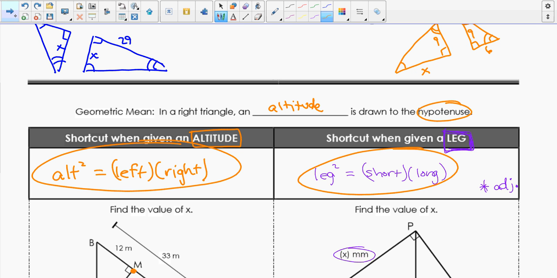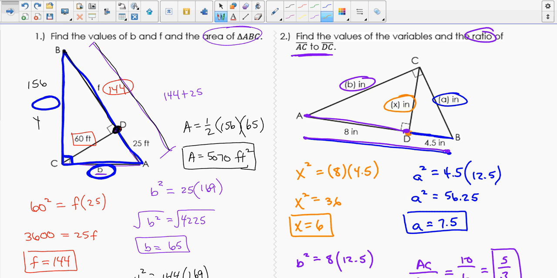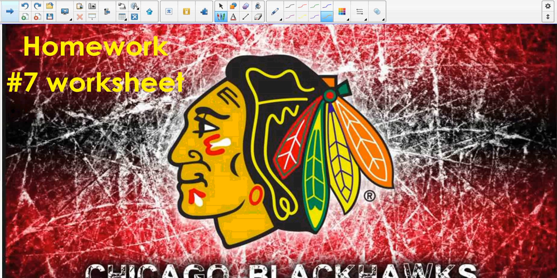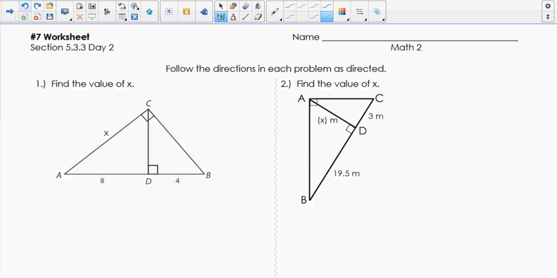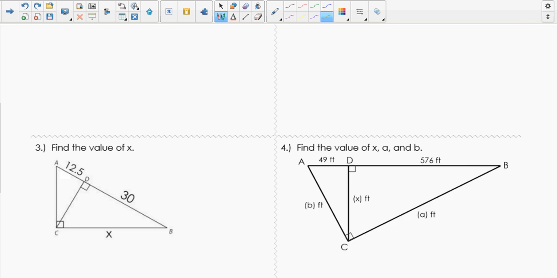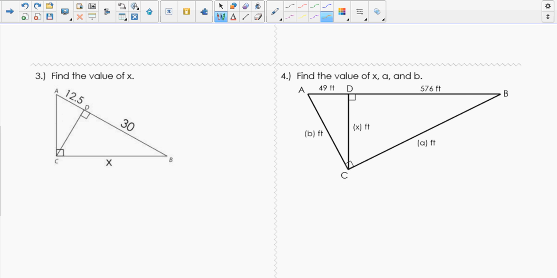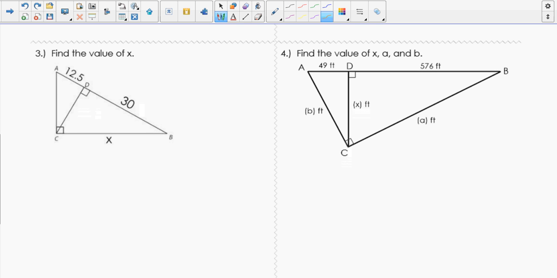Okay, your homework is worksheet number 7, which looks like this. Sorry, it printed funny on 3 pages, but this is your homework. You're going to need to look at the answers online on Google. And make sure that you follow the directions for each problem. Like in numbers 1 and 2, you can see that it's just asking you to find the value of x, but in number 4, it's asking you to find the value of x, a, and b. Okay, and again, if you're trying to find those values of just the variables, they're exact answers, not rounded answers.